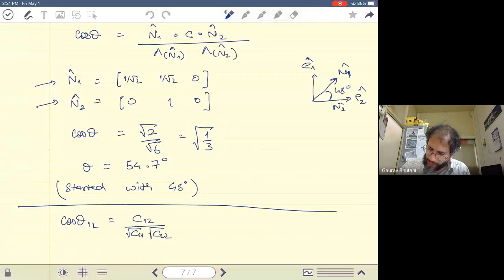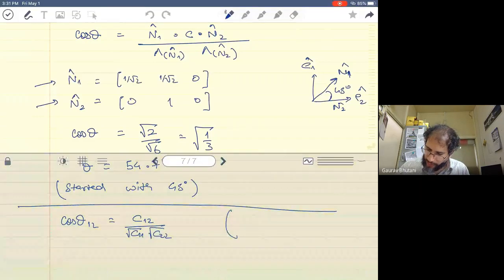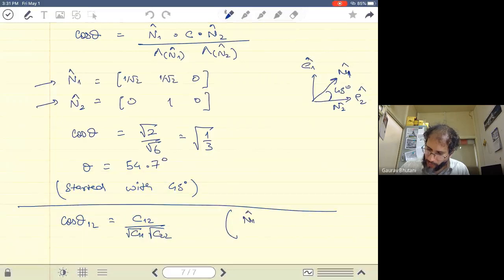Okay, so this is when your N1 direction was taken as E1 and N2 direction was taken as E2. So they are coordinate directions 1 and 2. So you're trying to understand how the angle between these perpendicular directions changes as the body gets deformed. Now, let us choose these directions in such a way that they are the principal directions of C.